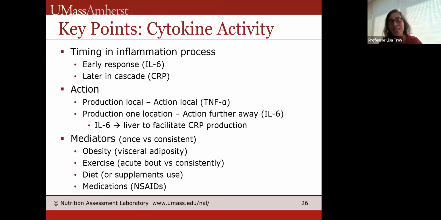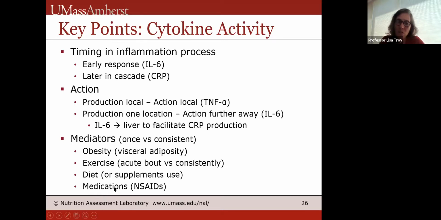Obesity, and I did it once, or consistent. That might not be the right framework, but what I mean by that is, obesity is a consistent mediator. You have belly fat, it's hard to get rid of it, it's consistently around. So that visceral adiposity, exercise, an acute bout versus consistency. So are you just exercising in a lab and you do one time of exercise? We do a lot of these studies with postmenopausal women and non-exercisers. What's the inflammatory response? And more importantly, if we get them to exercise regularly, can we decrease that initial inflammatory response? Looking at diet or supplement use, we know vitamin D is seen as something that might be able to decrease inflammation, and then again the medications.